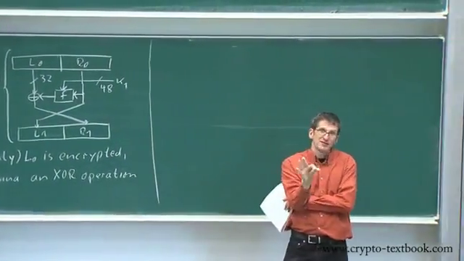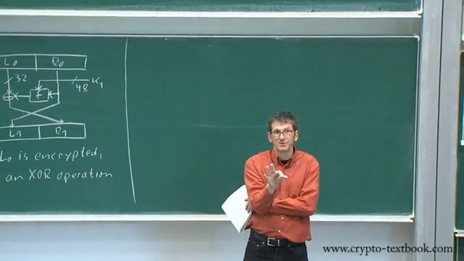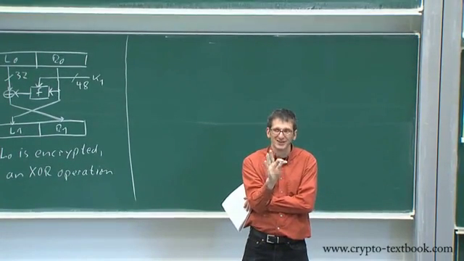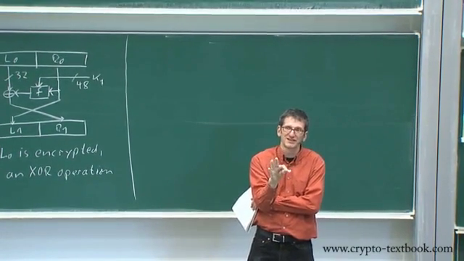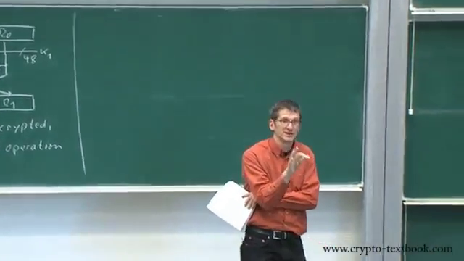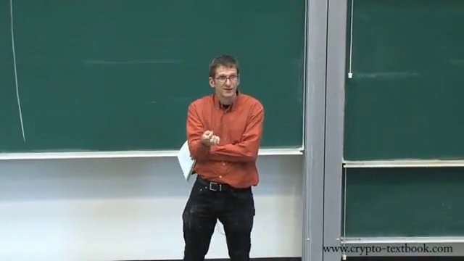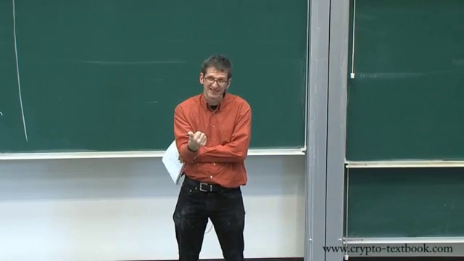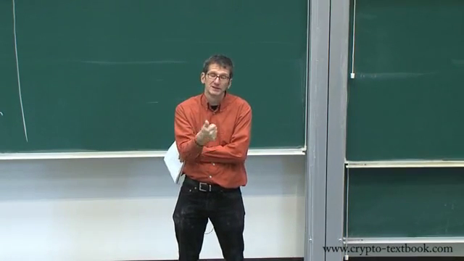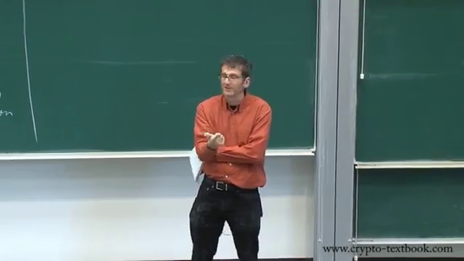Again, we're not there. I mean, this was halbe Miete, half the rent so far, right? We're not there with the discussion of Feistel networks, but this was the first 50%. Lesson learned so far is left-hand side is encrypted, right-hand side is not encrypted. It's encrypted with an XOR gate, okay?